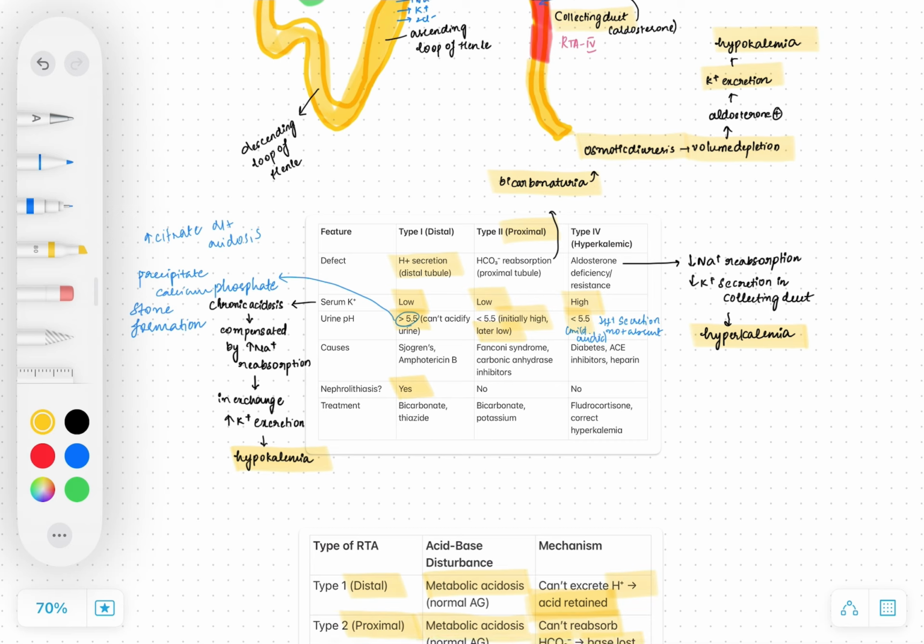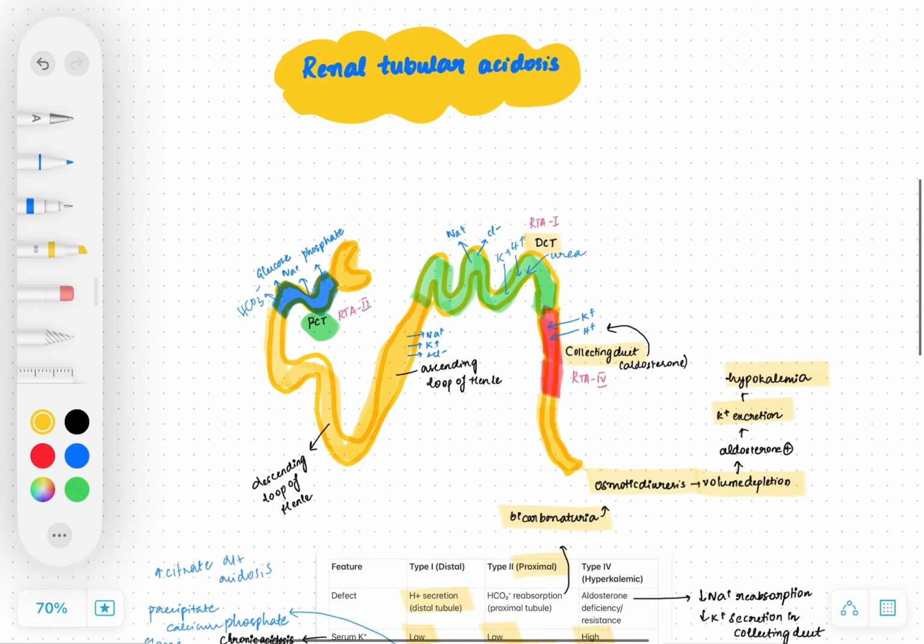Urine pH will be different. There is alkaline pH in type 1, initially high and later low in type 2, and mildly acidic pH of urine in type 4. So this is renal tubular acidosis.